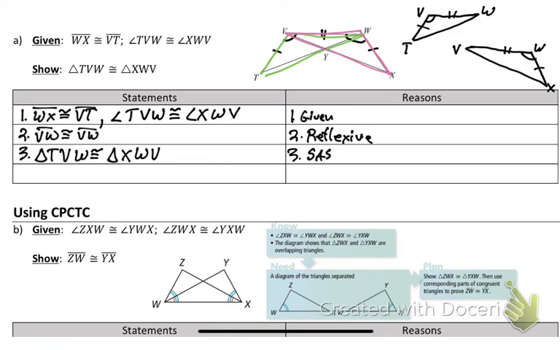All right, our next thing we're going to do, and this is really a big chunk of this lesson, is using CPCTC. We did CPCTC. It is in your theorem postulate sheets. You might want to take those out because this is going to be a key thing to be able to solve a problem like this.